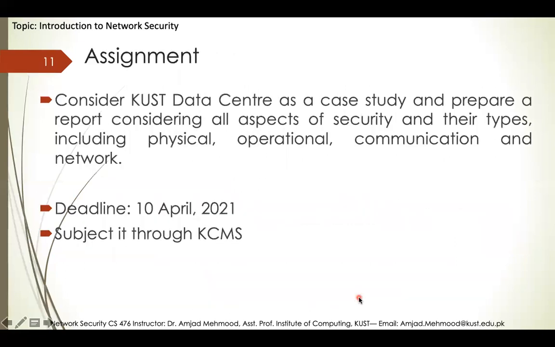So with that, we reach the end of this lecture. Your assignment is to take the KUST data center as your scenario and explore all four components: physical, operational, communication, and network security. Consider all these four components, make a report, and submit this report by 10th April 2021.